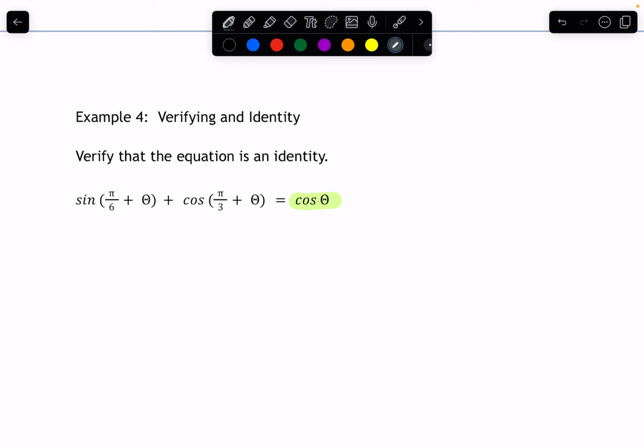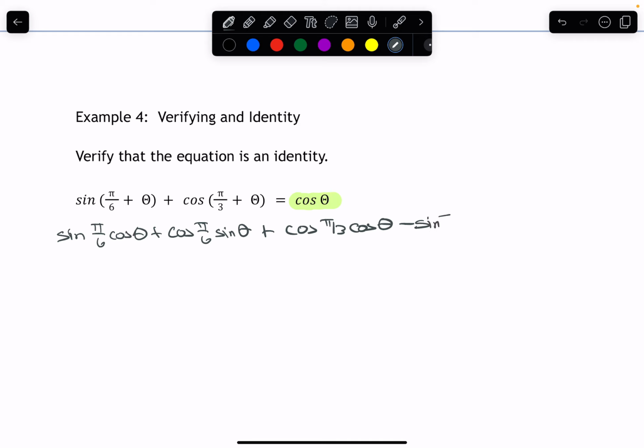Not necessarily hard in this case. So we have the sum of sines, so that's the sine of pi over 6 times the cosine of theta, plus the cosine of pi over 6 times the sine of theta. Then we have a cosine sum, so that's cosine of A, cosine of B, minus the sine of A times the sine of B. In this case, A is pi over 3 and B is theta.